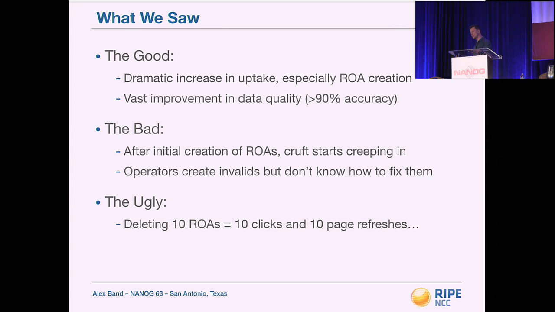But the problem with this UI was, it's great for new users, but if you would have like an invalid route announcement somewhere, it would be very hard to track which ROA is actually causing it. So it was great for new users, but it was really bad for existing users in sort of maintaining all of the stuff that they had already created. So they had invalids, but they wouldn't know how to fix them.